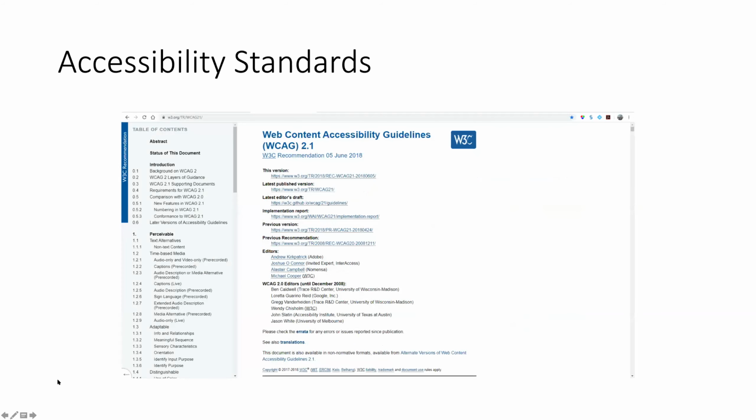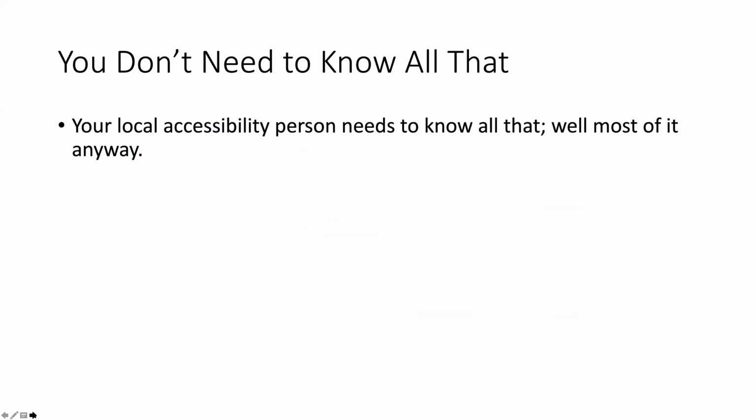Now, how do we have accessibility standards? Well, here are the accessibility standards. You can go to w3.org and see all of them, but you don't need to know that. People like me need to know that. The people at your college don't really need to know all of it. They need to know some of it, but not all of it. Like I said, your local accessibility person needs to know most of it, not quite all of it. But what are some of the major things you're supposed to do to create accessible content?